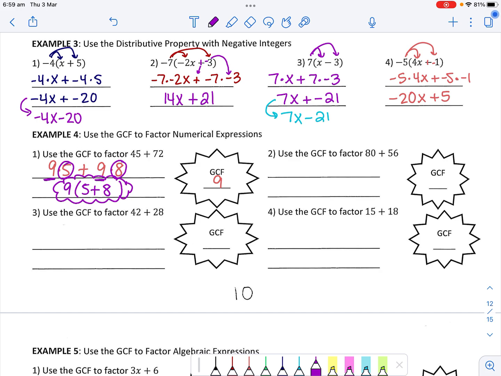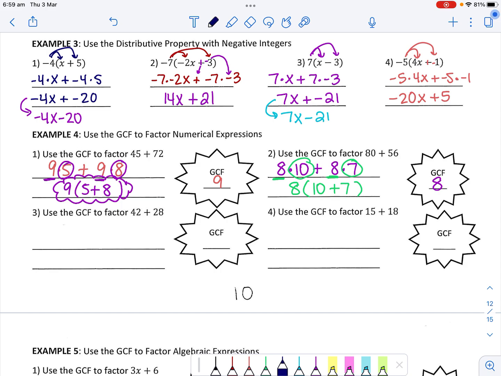In number 2, my greatest common factor is 8. And again, I'm going to write my two numbers as 8 times something. So this is going to be 8 times 10 plus 8 times 7. The number that repeats goes outside my parentheses. And then my two numbers that are being added together are going to go inside. So 10 plus 7.